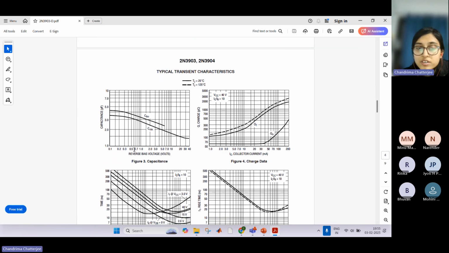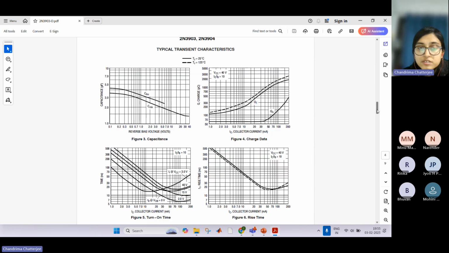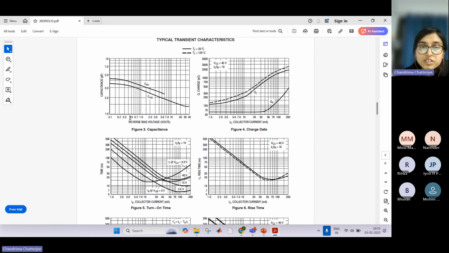These characteristics are very important. Whenever you calculate loss and everything, you will have to refer to these plots. This is the reverse bias voltage and capacitance. So this is the junction capacitance, right? There is a base emitter junction, and some junction capacitance is present. These capacitance values, how they vary with the reverse bias voltage, are given. Then there is collector current and the charge it draws.